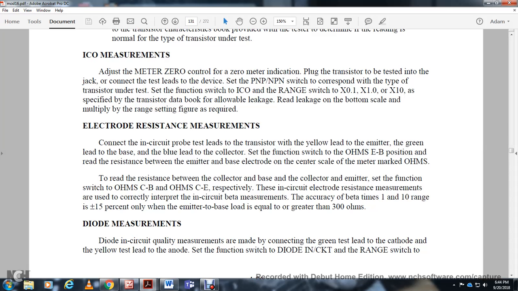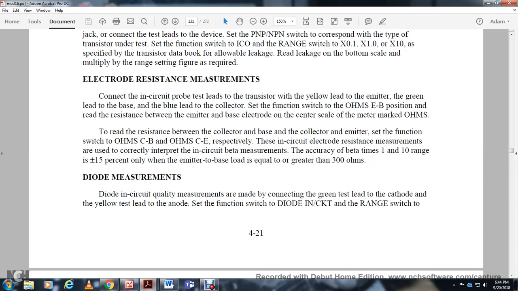Then measure the collector and the emitter. Set the function to the ohm scale for collector base and the ohm scale for collector emitter respectively. These electrode resistance measurements are used to correctly interpret the measurement of the accuracy of the beta times 110 range, plus or minus 50%, only with the emitter base load equal to or greater than 300 ohms.